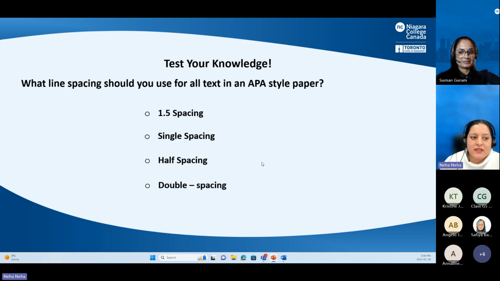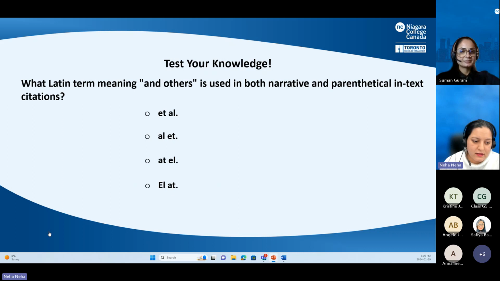Okay, the next question is, what line spacing should you use for all text in an APA style paper? A, 1.5 spacing, B, single spacing, C, half spacing, and D, double spacing. Yes, it's D, double spacing.